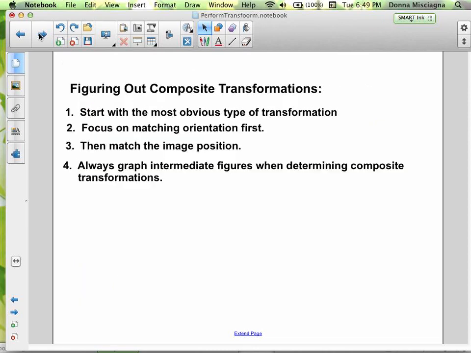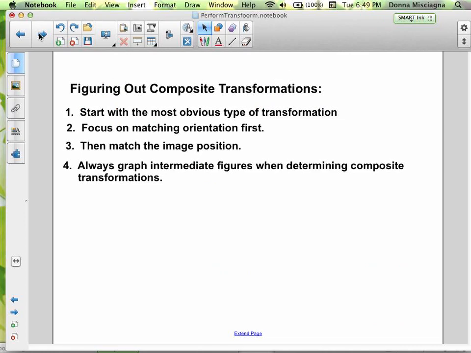I'm going to do a couple more. So figuring out composite transformations, we're going to go the other way now. You start with the most obvious type of transformation. Focus on matching orientation first, then match the image position, and always graph intermediate figures when determining composite transformations.